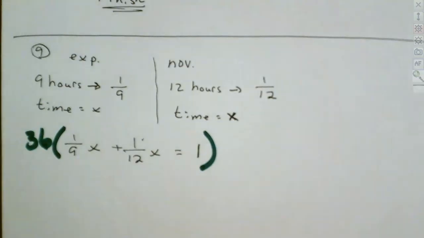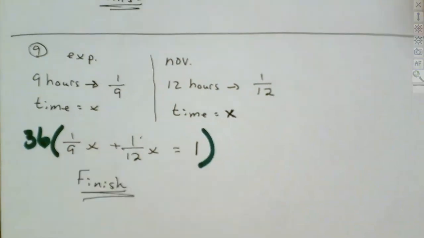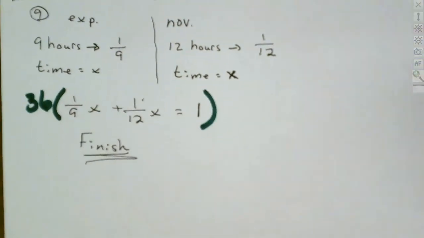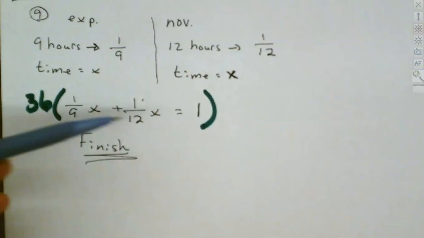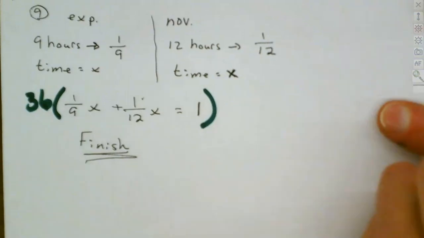All right, so let's go ahead now and leave that for you to finish. But you should be able to finish that on your own. You should be able to finish it from there. Right. Multiply through that 36. So 36 divided by 9, of course, that'd be a 4. 36 divided by 12, that'd be a 3x. 36 times 1, that's 36. Put them together and finish.